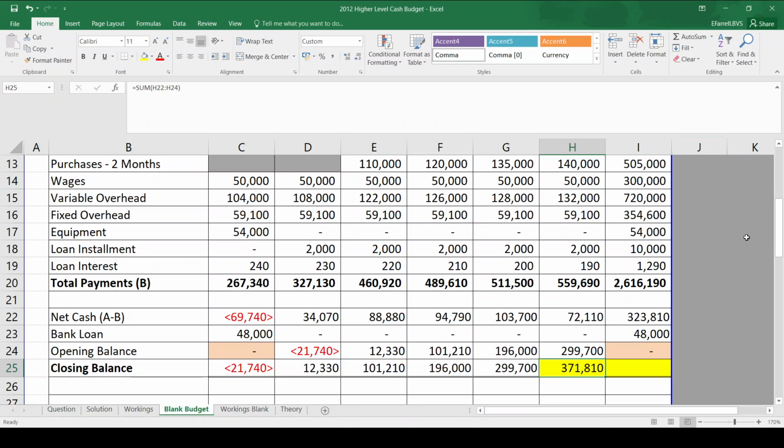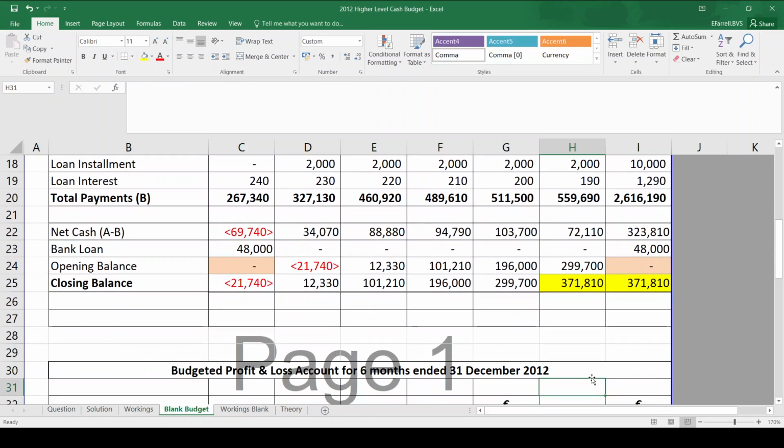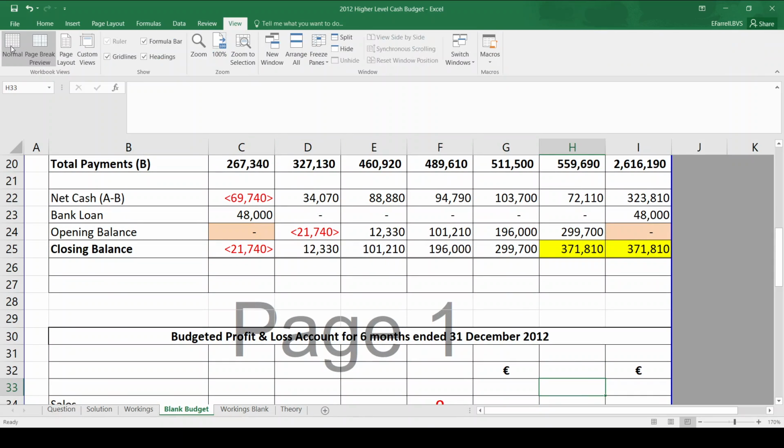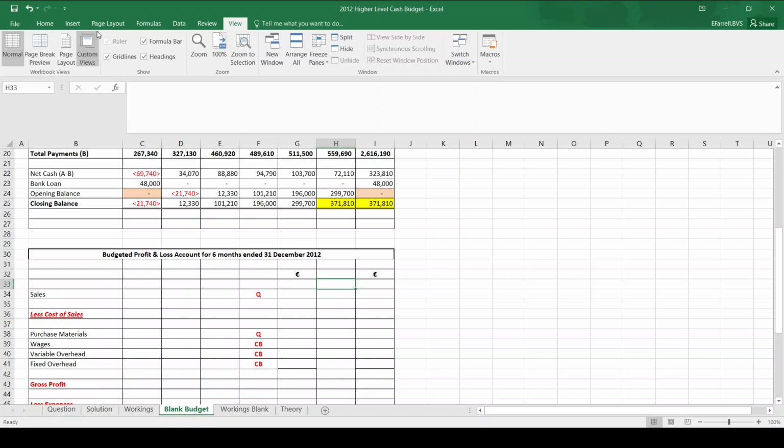Now this 371,810 does not go here because that's not the next month, it's the total column, and there's also a figure in there of 0. So now I add down these three figures, the 323,810, the 48 and 0, and they come to 371,810, and these two figures in yellow are the same, which means it is correct, or it balances. Now I'm just going to change this so it's easier to see.